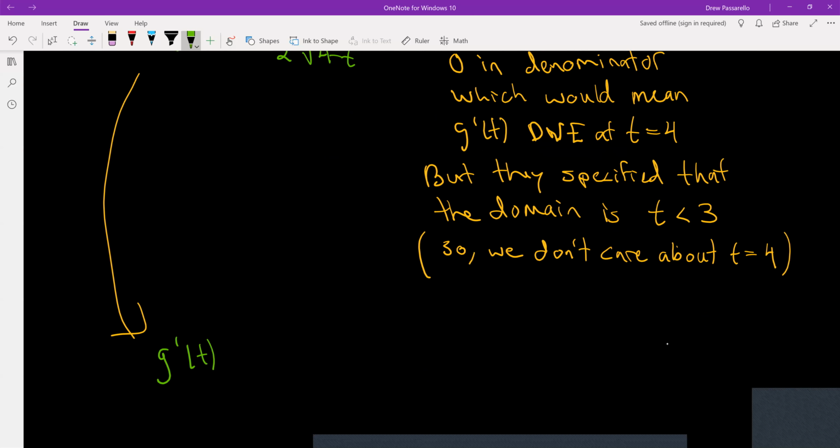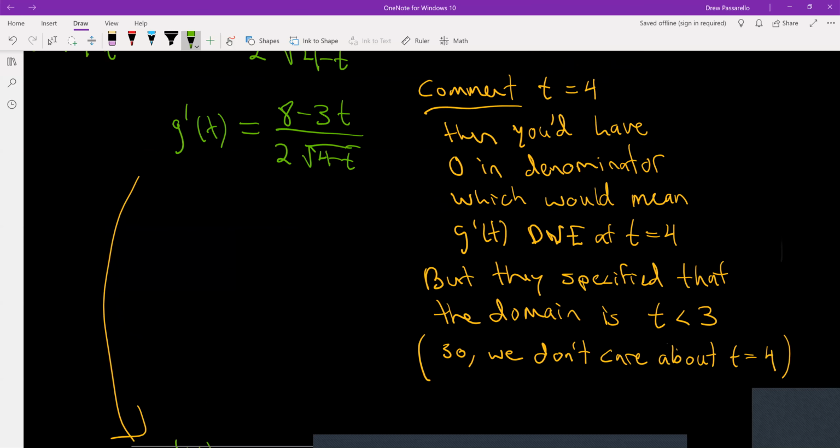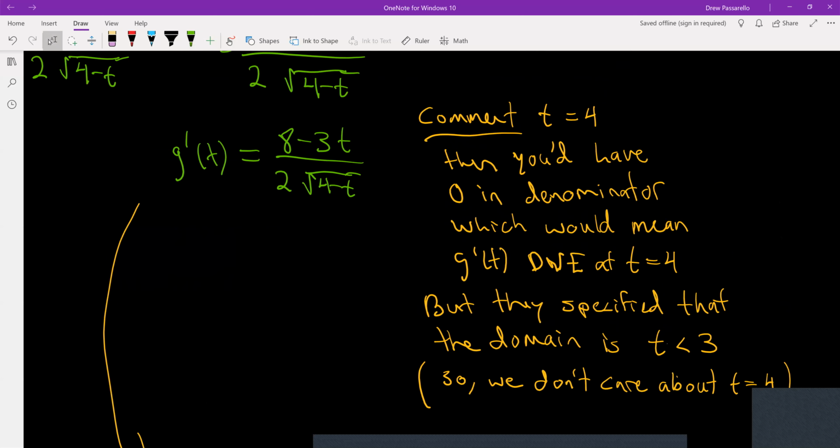So I need to find t where g prime of t equals 0. All right, I don't care about the cases. The only case where g prime of t doesn't exist is t equals 4, but since the domain is specified to be t less than 3, I just ignore that fact. So I only focus on finding the values in which its derivative is 0.